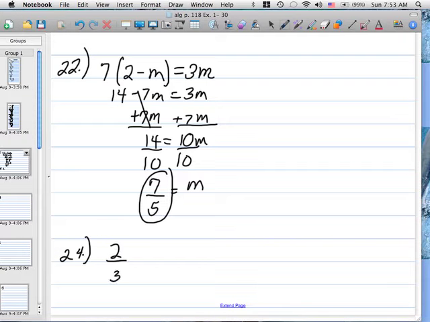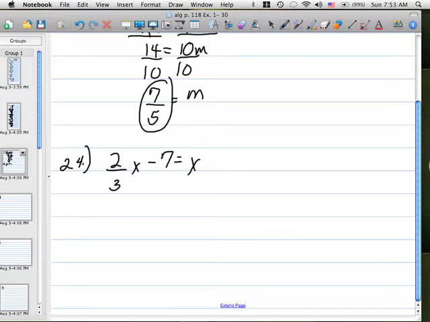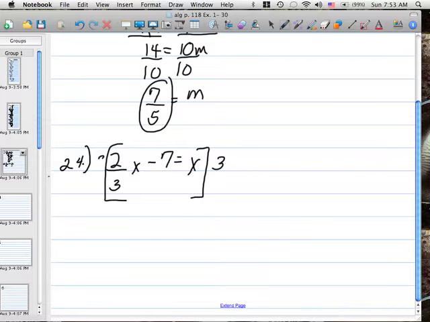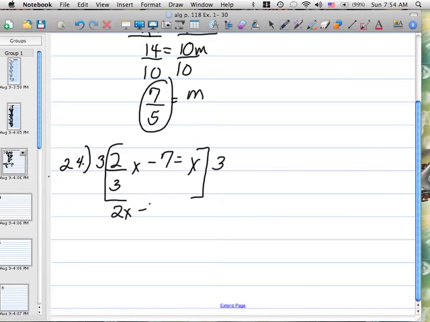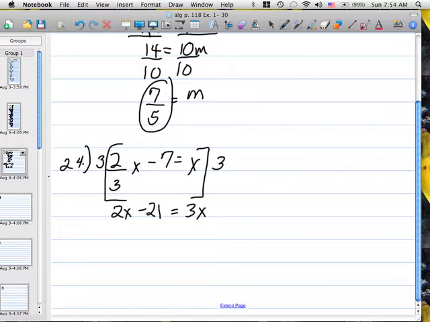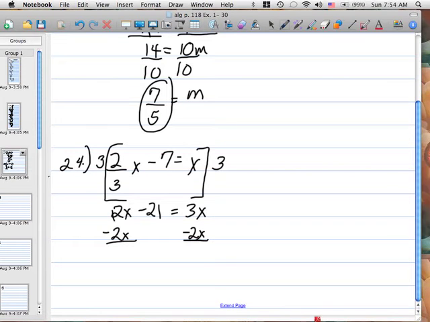Problem number 24, I have 2/3 x minus 7 equals x. I have variables on both sides, but I want to get rid of that fraction, so I want to multiply by 3. The 3's cancel, leaving me 2x. And I also have to multiply by the distributive property the negative 7, so I get minus 21. 3 times negative 7 is negative 21 equals 3x. Okay, now I have the 3x by itself, no fraction, so I'm going to move the 2x by adding its opposite. So I get negative 21 equals x.